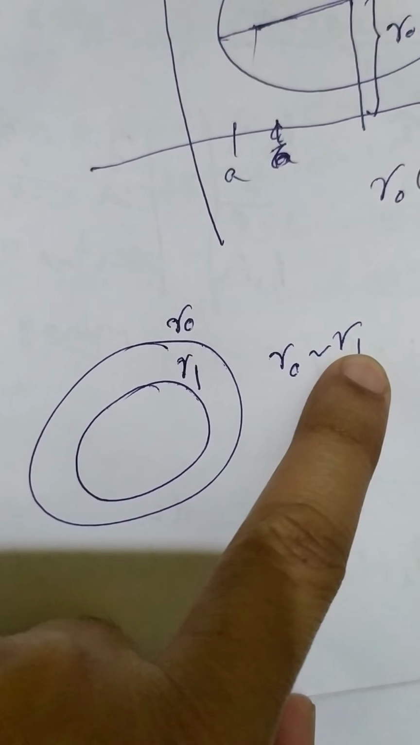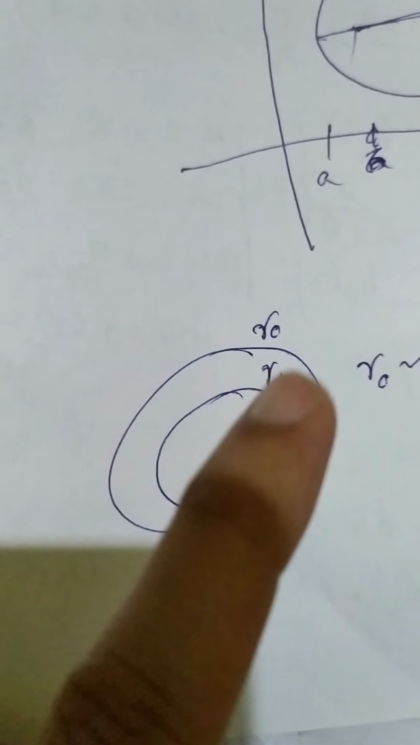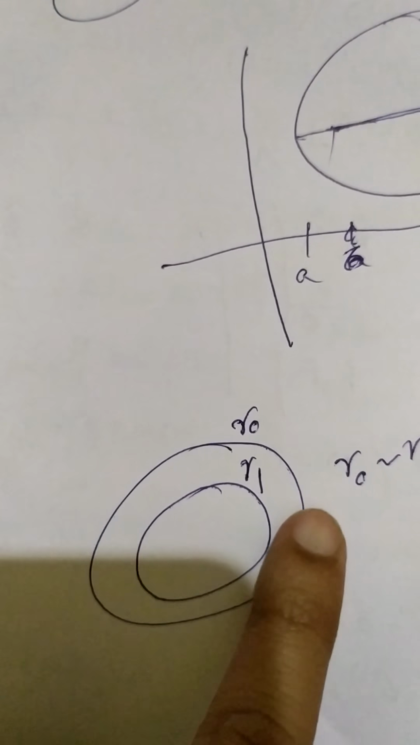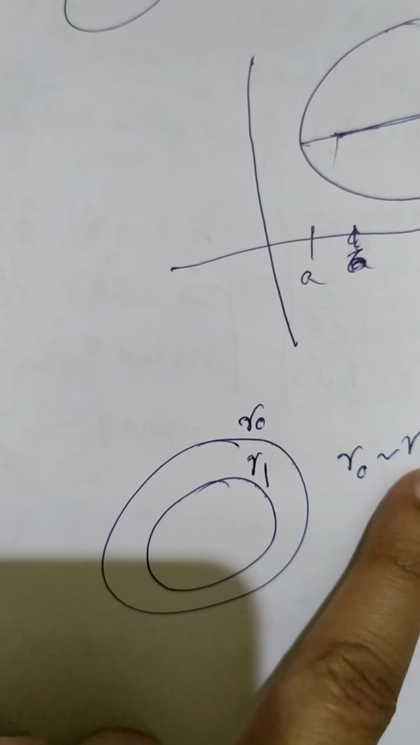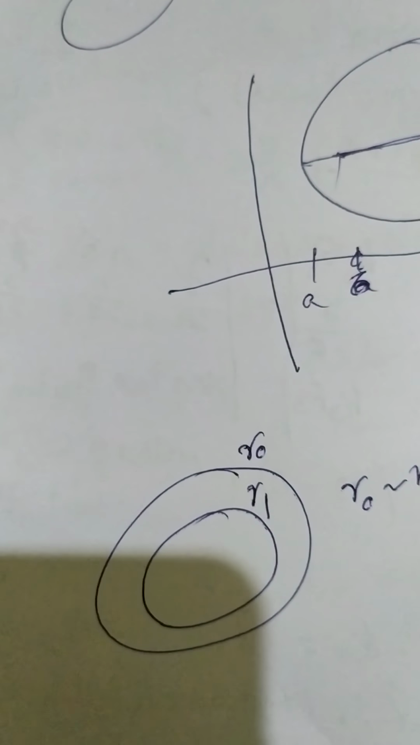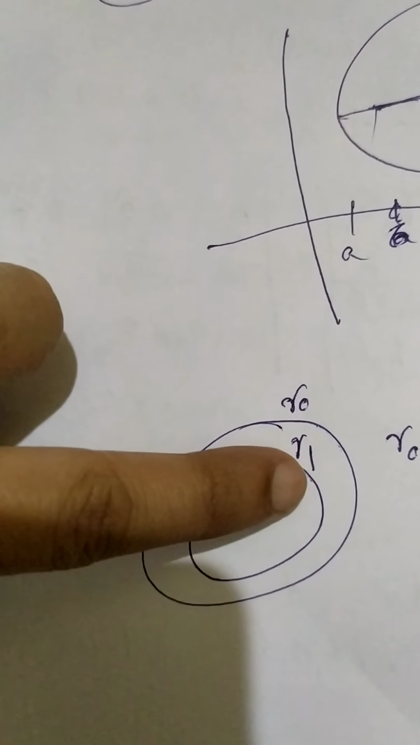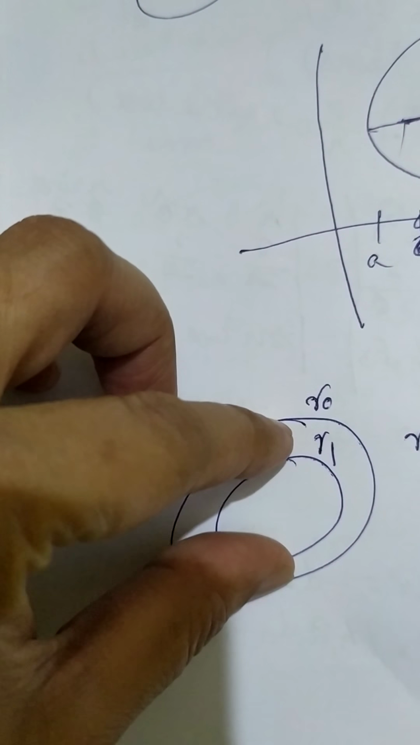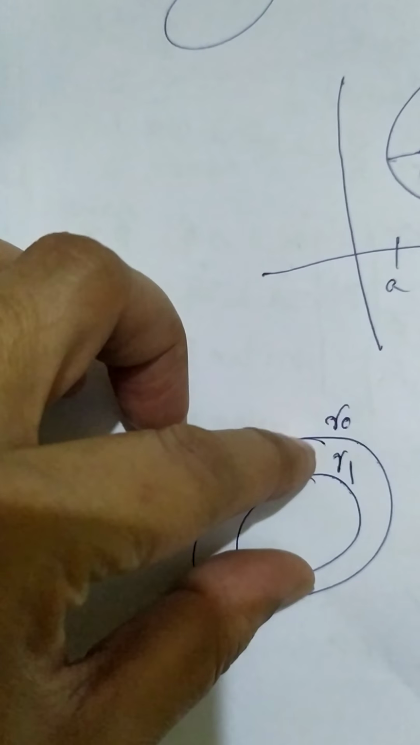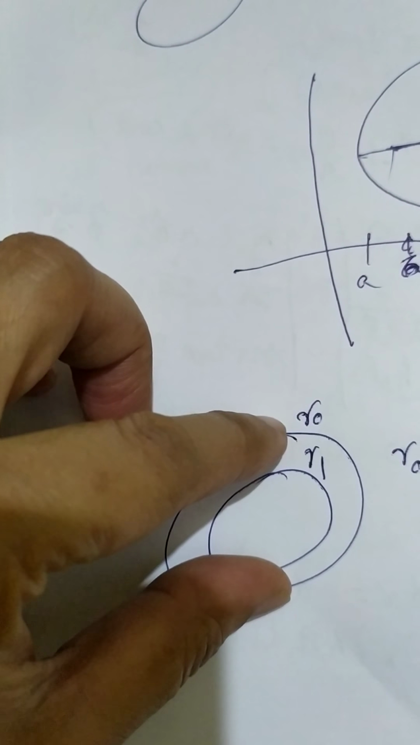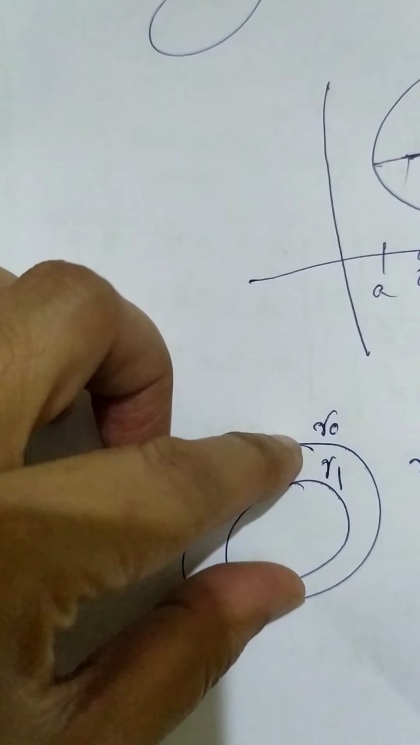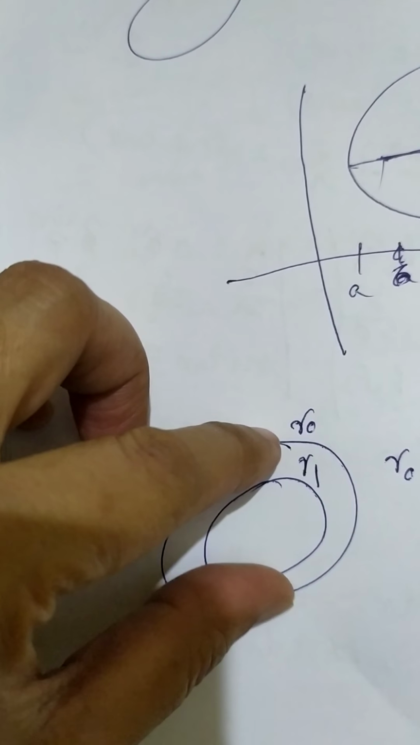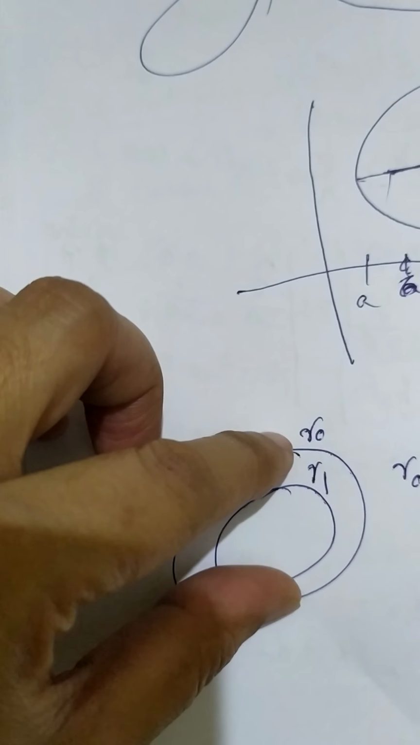Gamma naught is homotopic to gamma 1, or gamma 1 is homotopic to gamma naught, same thing, because we already established that this homotopic relation is an equivalence relation. So gamma naught is homotopic to gamma 1 means gamma 1 is homotopic to gamma naught by symmetry. Here they are homotopic because you can continuously deform gamma naught and you will get the curve gamma 1. Similarly, if I continuously deform the curve gamma 1, then you will get the curve gamma naught. This is the concept of homotopy, in terms of closed curves.